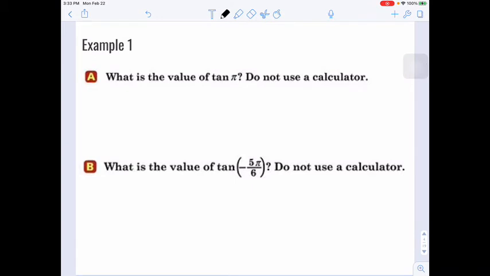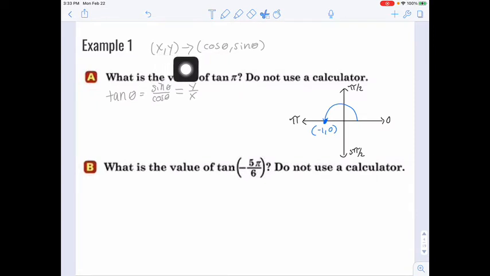Example 1, part A says: what is the value of tangent of pi? Do not use a calculator. And part B says: what is the value of tangent of negative 5 pi divided by 6? Do not use a calculator. First, remember that (x, y) relates to (cosine theta, sine theta), and that tangent theta is sine of theta over cosine of theta, which is y over x.